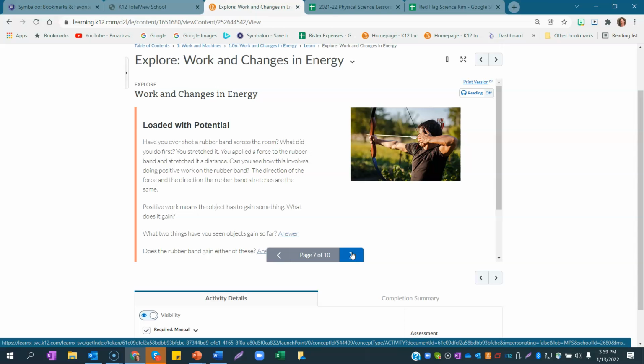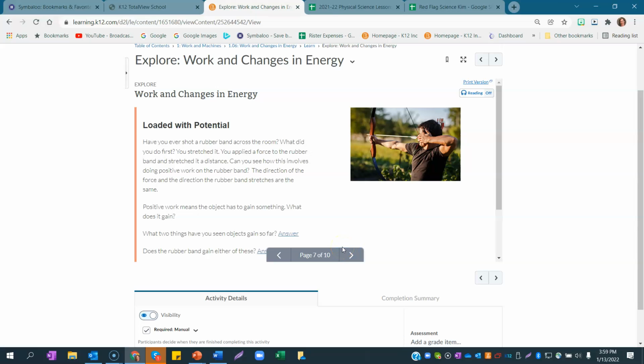Question 5 of the guiding questions says, what's the difference between kinetic and potential energy? Have you ever shot a rubber band across the room? What did you do first? You stretched it. So you applied a force to the rubber band and stretched it a distance. Can you see how this involves doing positive work on the rubber band? The direction of the force and the direction of the rubber band stretch are the same. Positive work means the object has to gain something. So what does it gain?